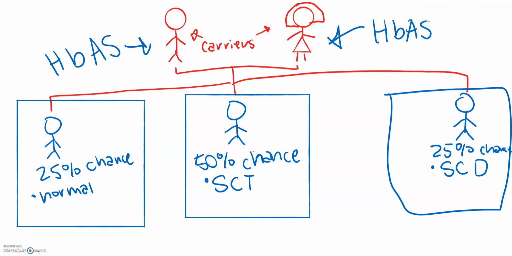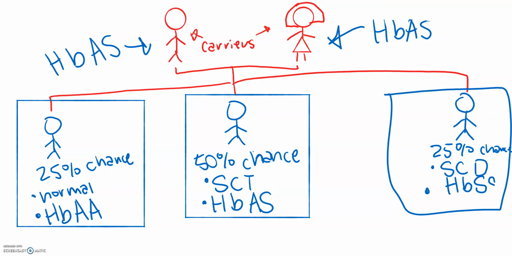The 25% chance of being normal means that the child has hemoglobin AA, no health problems. For the 50% chance of sickle cell trait, that means they also have hemoglobin AS, just like the parents, which means that they do not have any health problems. However, they can pass on the gene of hemoglobin S, with the possibility of having a child with sickle cell disease. And sadly, there's a 25% chance that the child has sickle cell disease with hemoglobin SS.